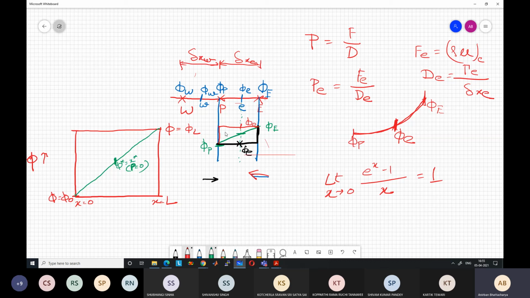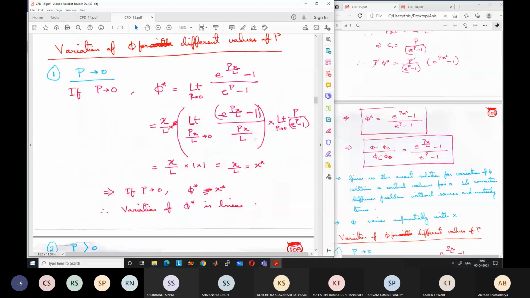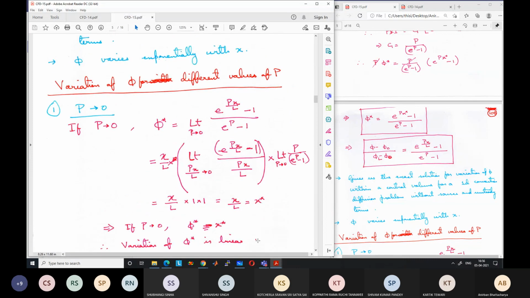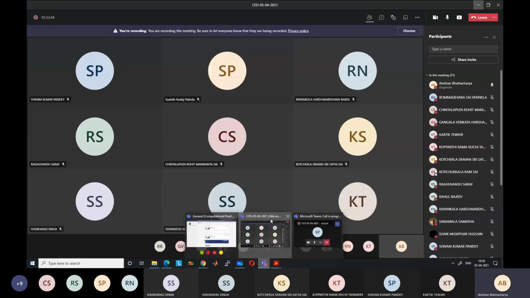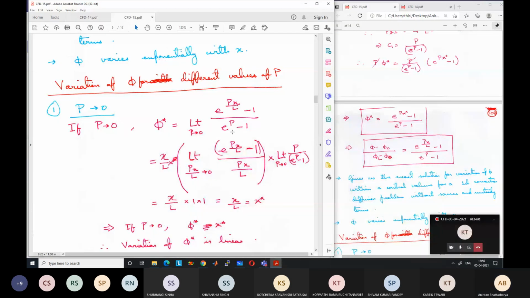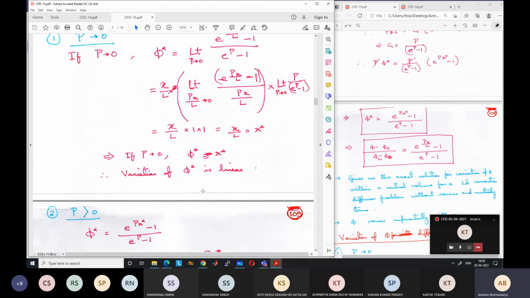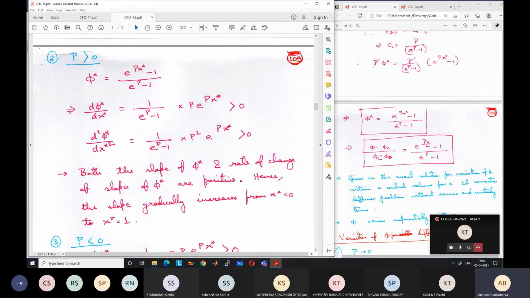Is it clear to everyone? You guys cannot even answer yes or no? Yes, sir. Clear. Okay. So the variation of phi star is linear in that case.